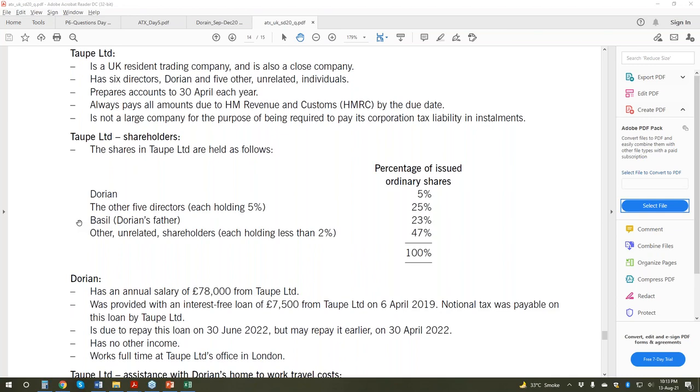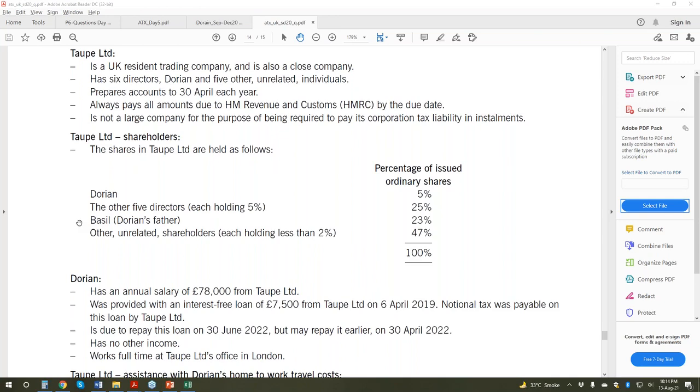Along with the other 5 directors, because Dorian is an employee as well, if we combine them, then they own the majority of the shareholding. 28% for Dorian and Basil, and the remaining 5 directors own 25%, so that is almost 53%. So they have the most control of the company. Now, because this criterion has been fulfilled, the majority of the shareholders can exercise control in the company. This company will now be considered a closed company.